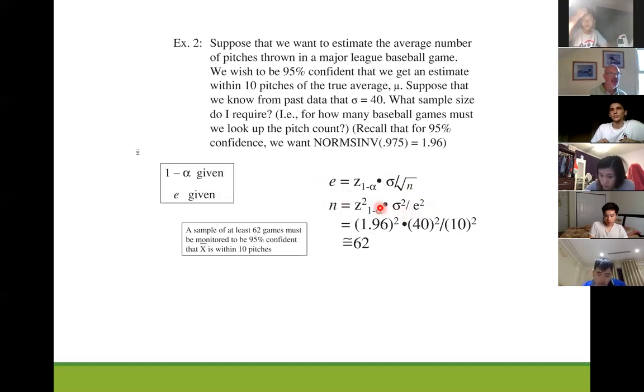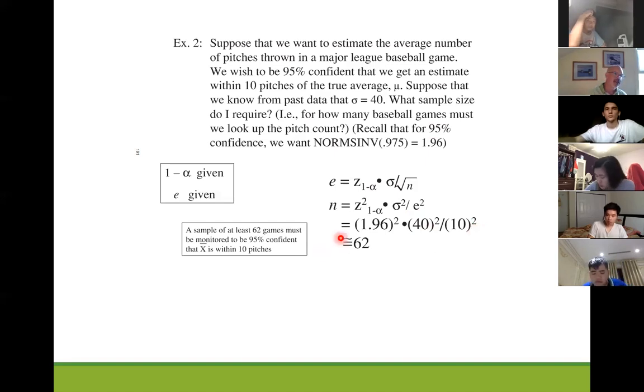So again, Z squared for 1 minus alpha. That's 1.96 squared because it's 95%. That's the value I just showed you on my document camera a second ago. 40 is your sigma, and your 10 is your E. So when you do this all out, it roughly ends up being 61 point something.